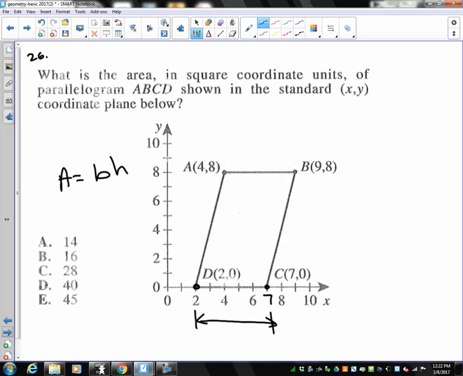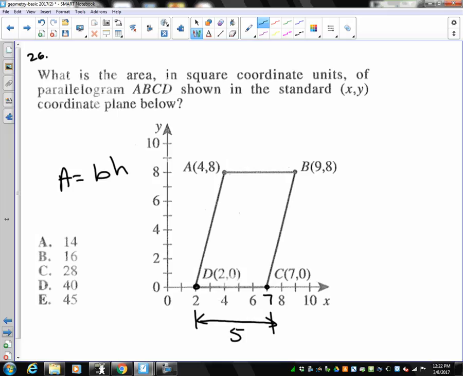All right, so what would my base be, y'all? From 2 to 7, how far is that? 3, 5. Okay, we need to count 1, 2. Get our fingers out. Okay. By the way, you can use fingers on the ACT. If you wear open-toed sandals, you can use your toes too. Okay. All right. Now I've got to find the height.